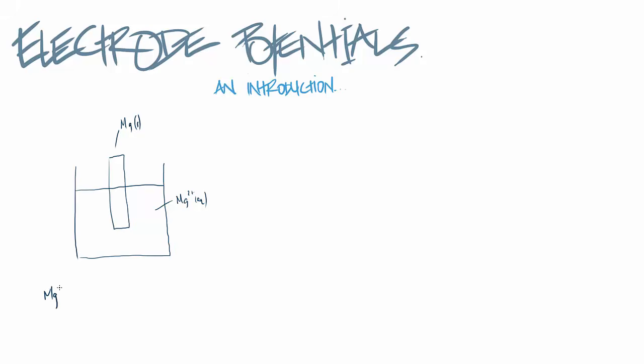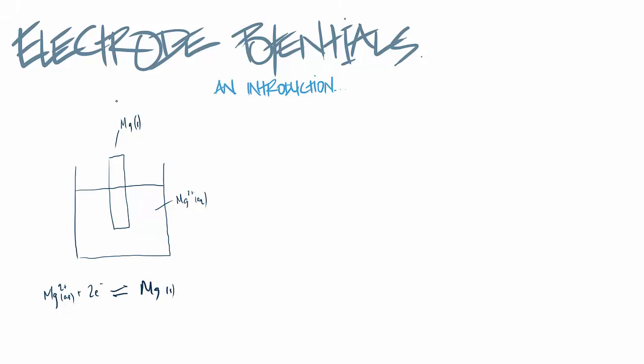Oh, a little hand appeared. They like to write these as reductions in exams. So it would be Mg2+ plus 2 electrons, and that's aqueous, in equilibrium with Mg, and that'd be solid down there. So there we go, the equilibrium that is occurring within here.